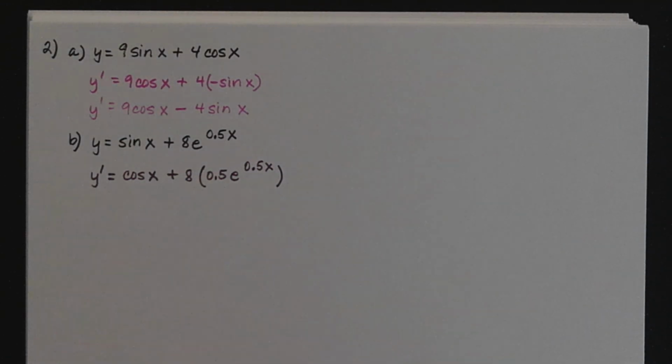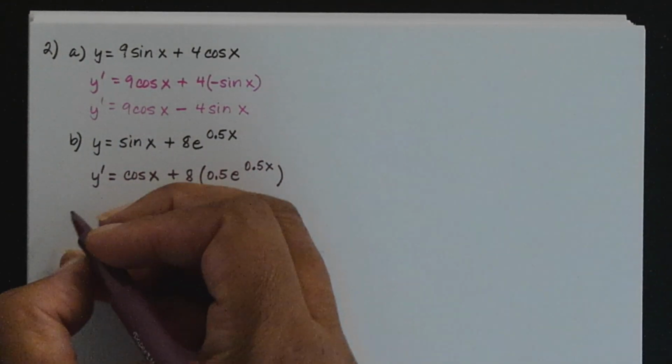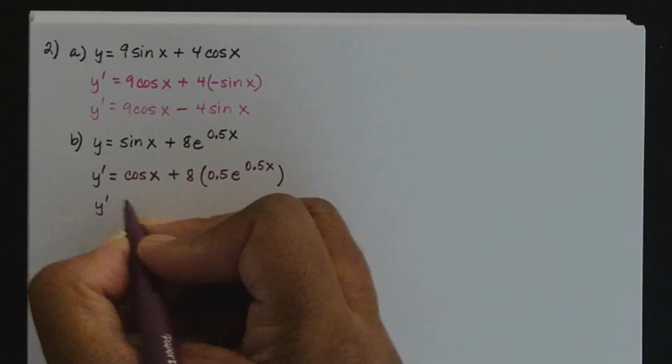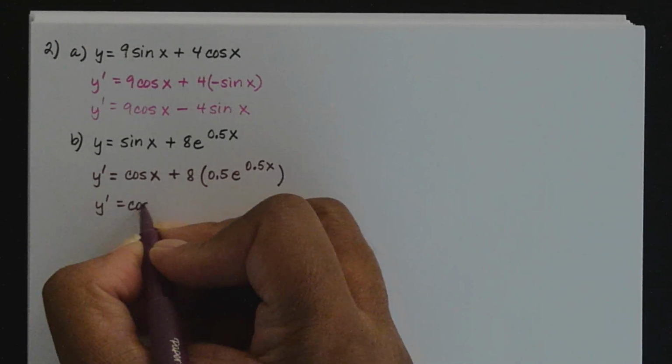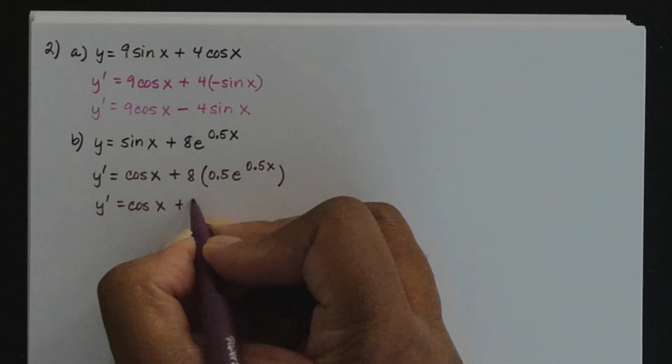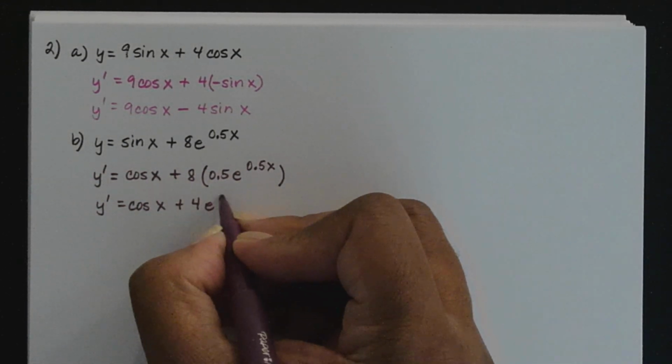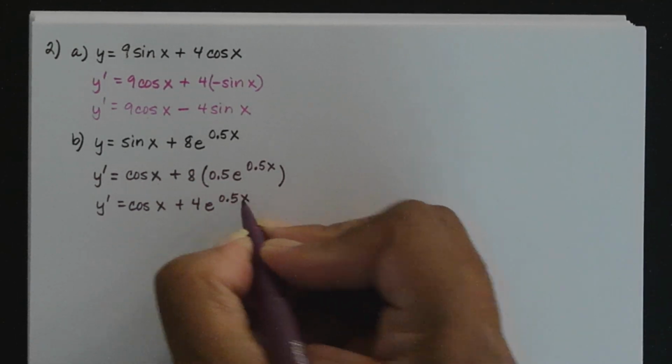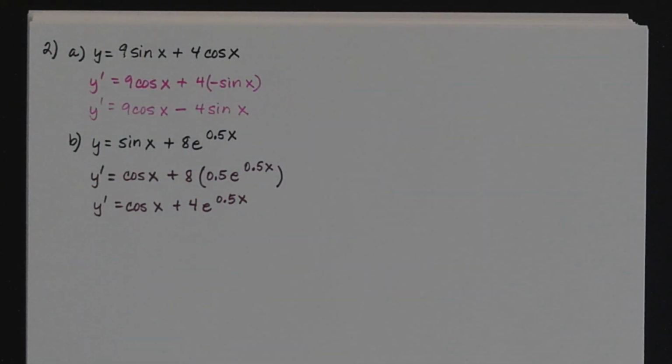Now we can simplify this. Think of this as half of 8, which is what? 4. So I have y prime being cosine of x plus 4 e to the 0.5x. And that's all there is to it.